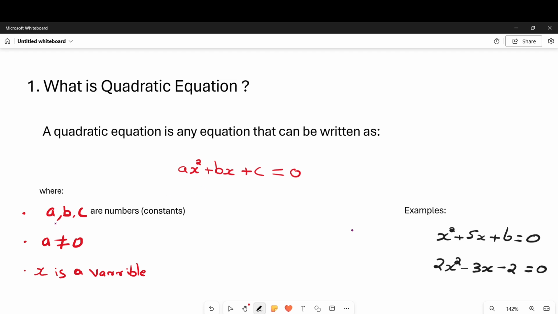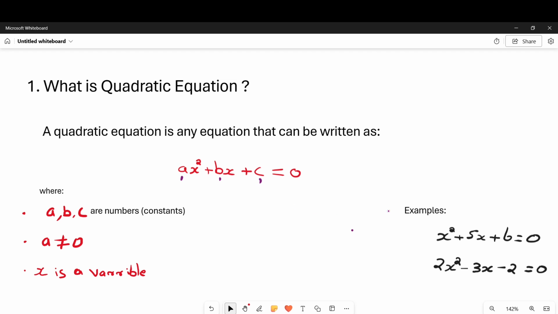So here a, b and c are called constants. These are numbers, real numbers. Then a should not be equal to 0. Why? Because if a is 0, then this entire term will be 0, so it will not be called a quadratic equation. Then x is a variable; it should have only one variable, that's x, then only we can call it a quadratic equation. So it should not have x² + bxy², no, it should be a single variable.